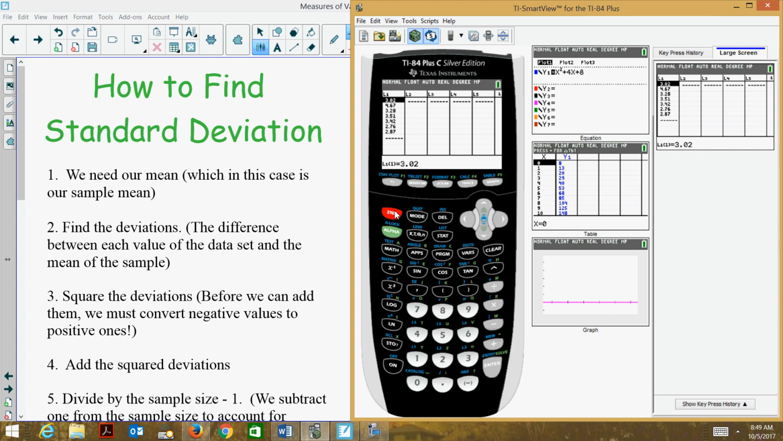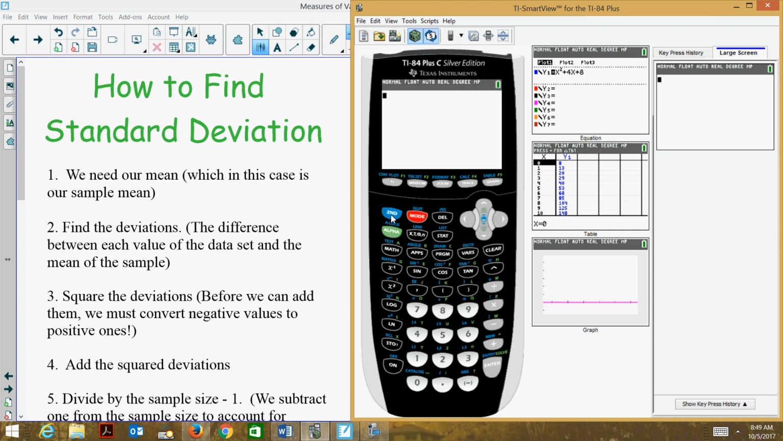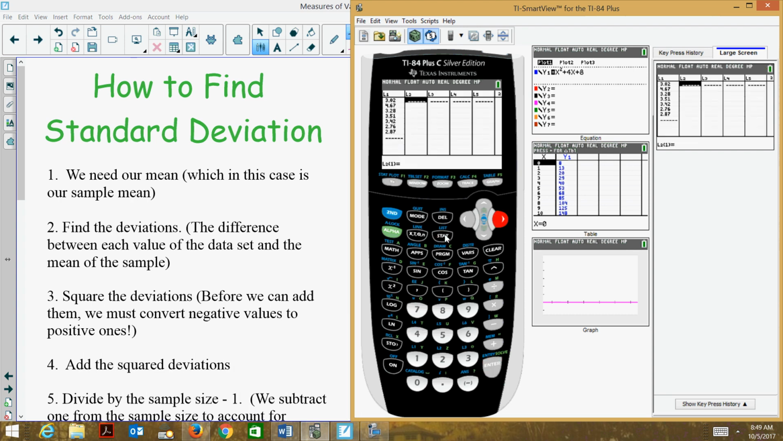So I need to find the mean of these numbers, which is 3.36. Essentially, the average price of a Big Mac in these 7 South American countries is $3.36. Okay, so now we need to find the deviations. Now we need to subtract the mean from every value in our data set.